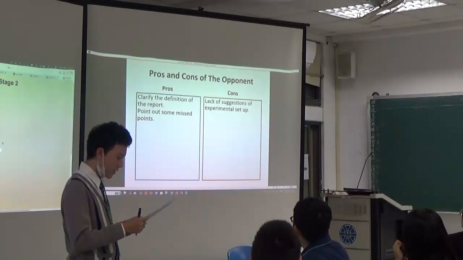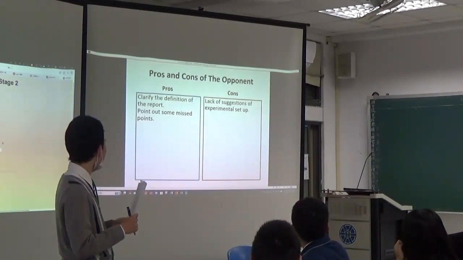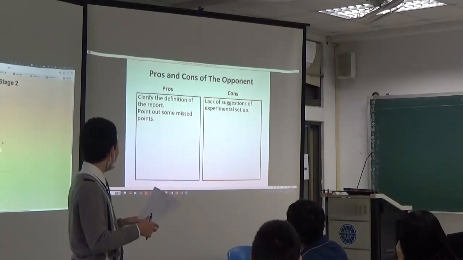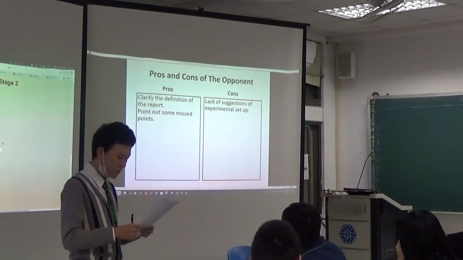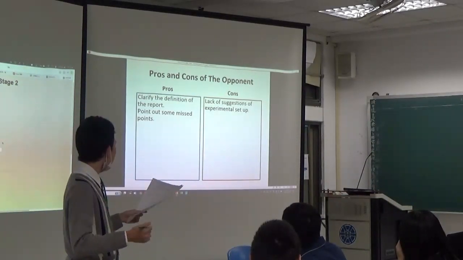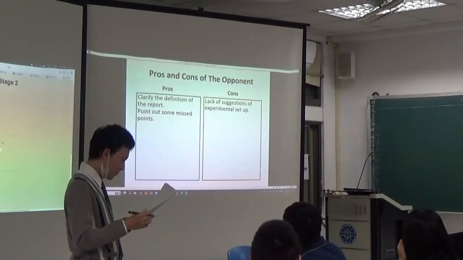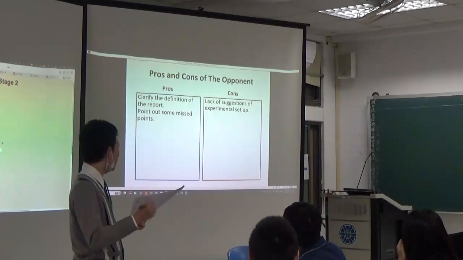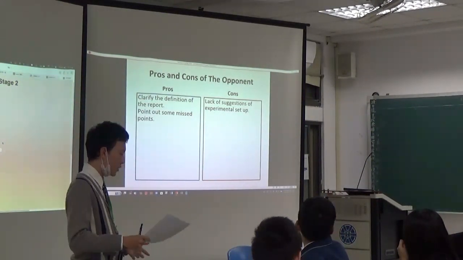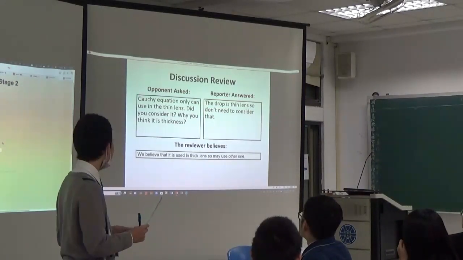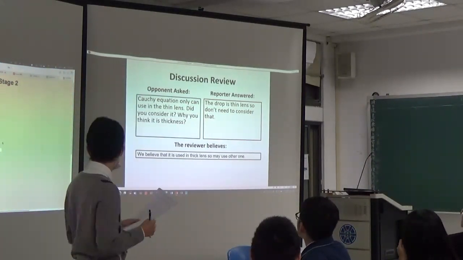The pros and cons of the opponent: they clarify the definitions in the report and point out some missing points the reporter did not mention. But the cons are that they lack suggestions on how they could better set up their experiment to lower the error. So now I'm going to talk about the discussion.